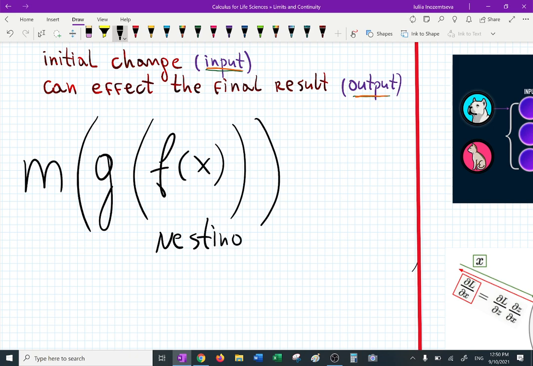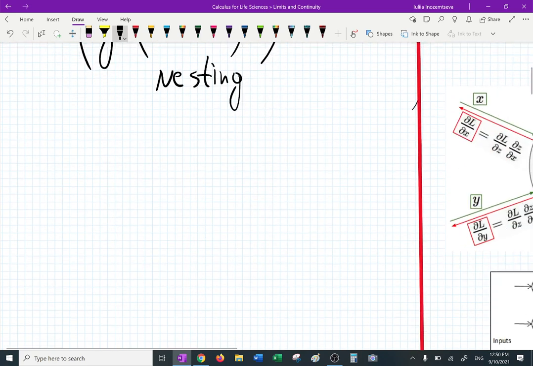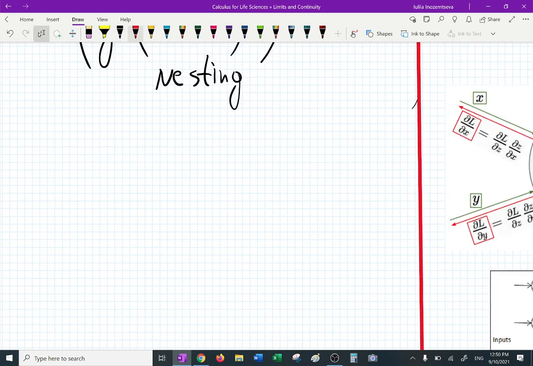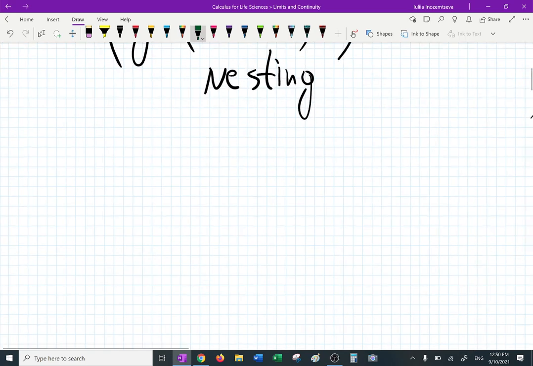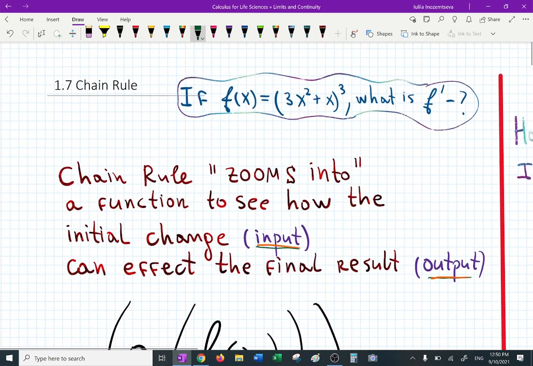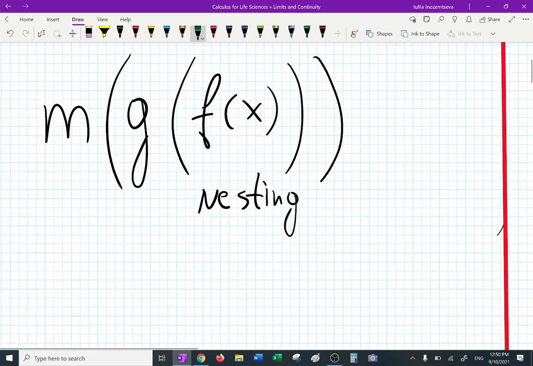Nesting, right? Or like onions. You need to unfold these. You need to keep unfolding them to figure out what to do. So differentiation works like this: you always go from outside to inside. And it's easier just to show you on the example which we already had here, 3x squared plus x cubed.